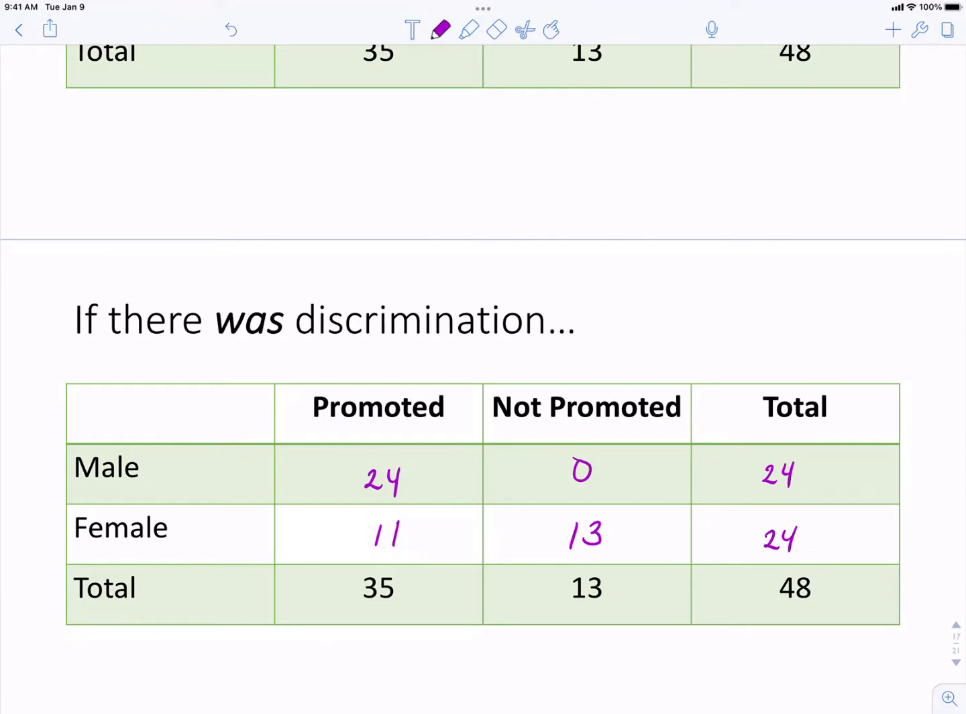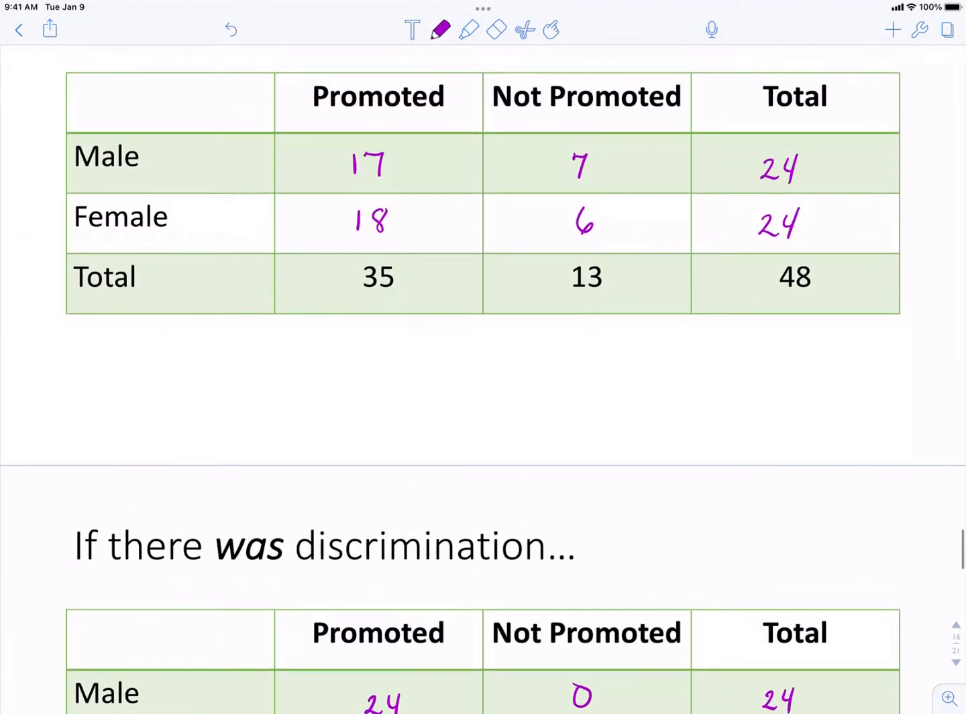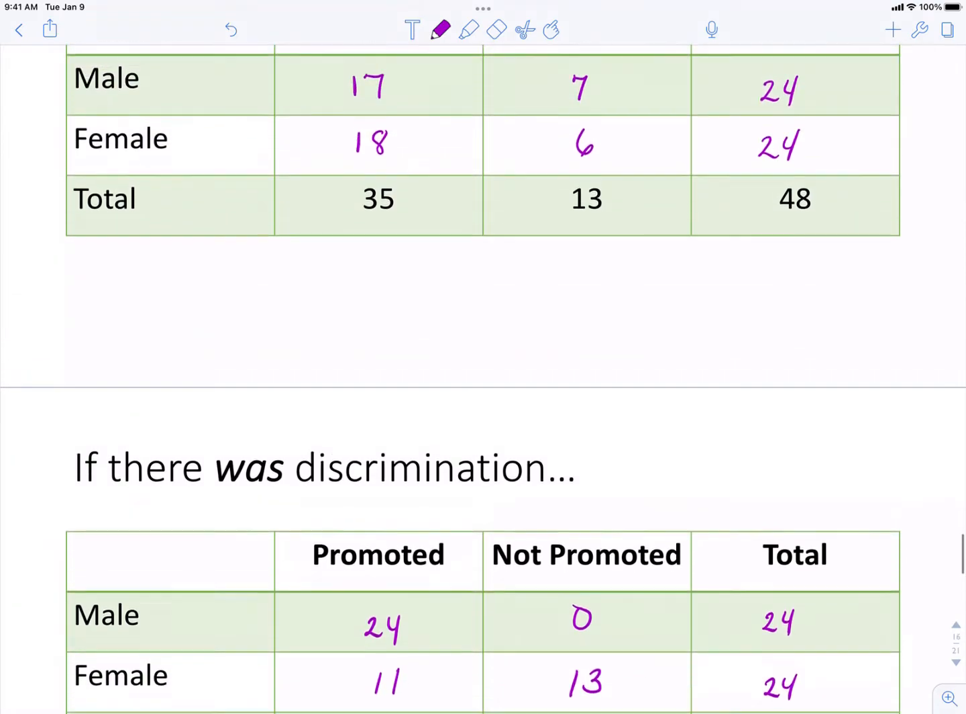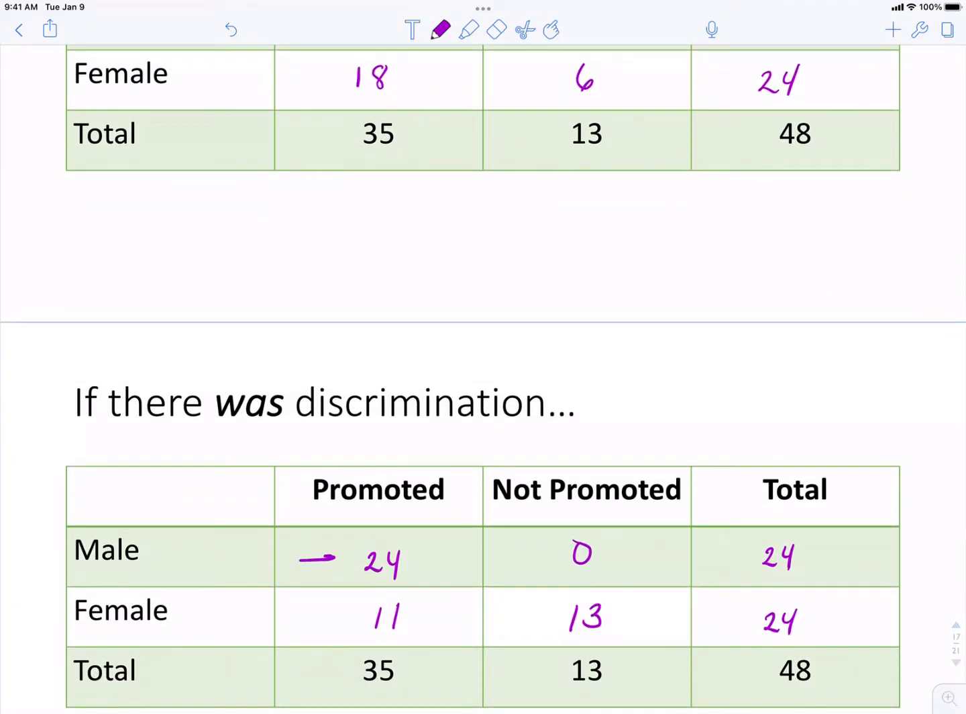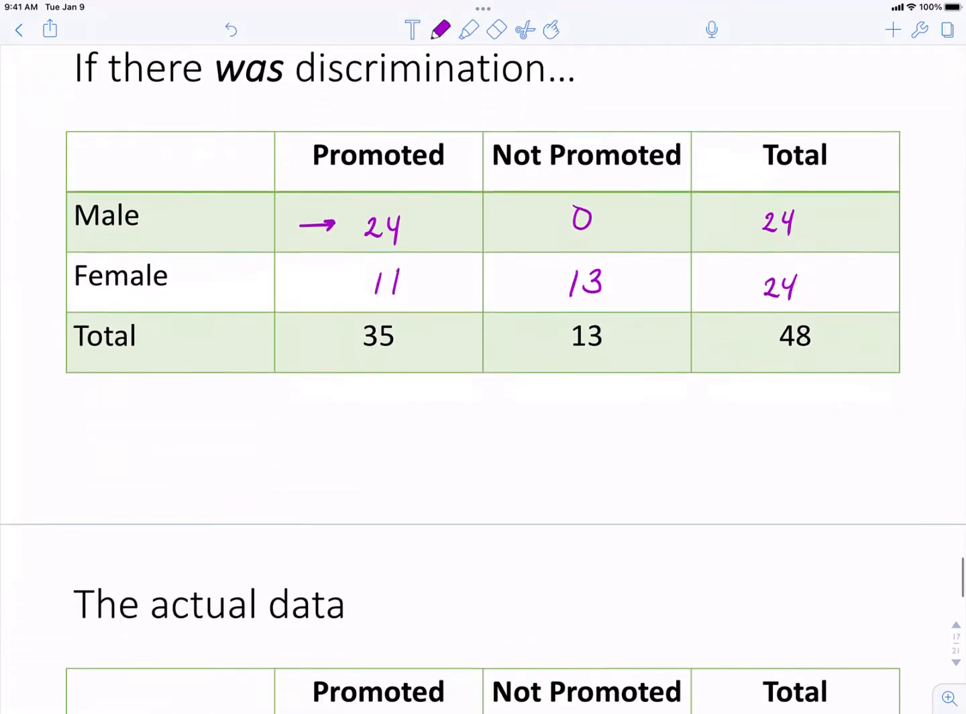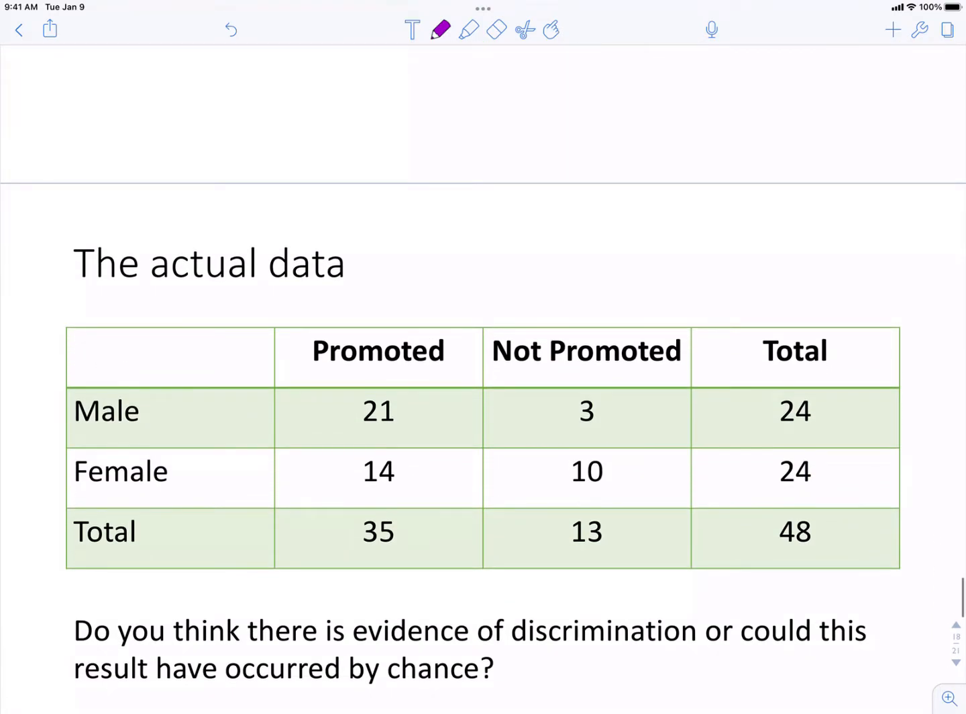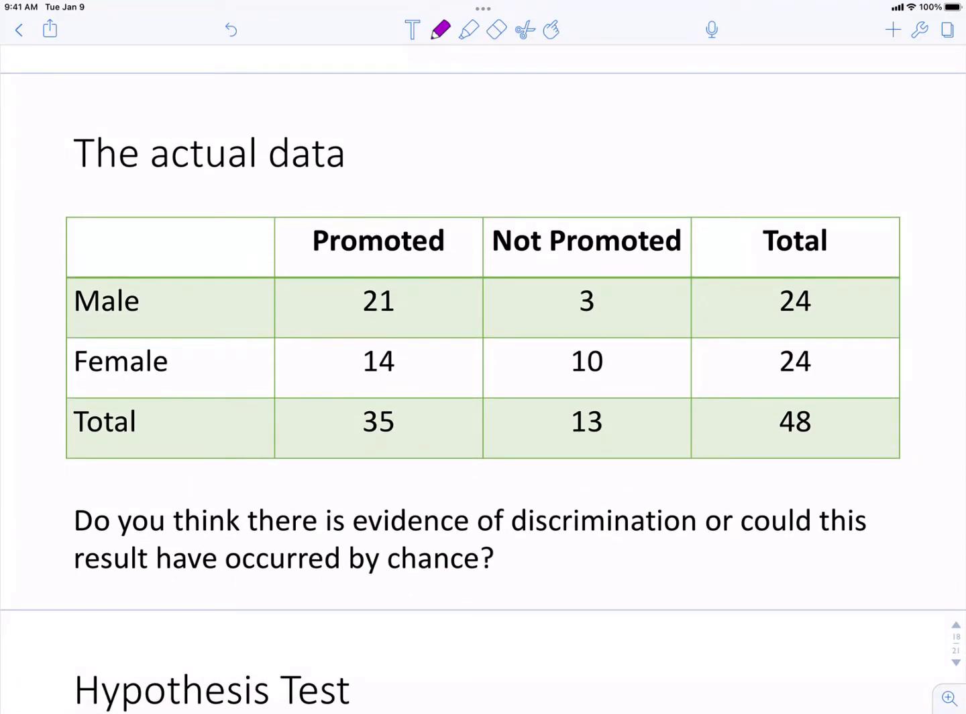All right. But you can see that there's a lot of wiggle room between this first chart and this second chart. Like, what if this was 20? You know, how can we tell whether or not discrimination is going on? Well, this was the actual data from the study. And so the question is, do we think that there's evidence of discrimination, or could this result have happened purely by chance, that there's no relationship or no association between gender of applicant and promotion status?